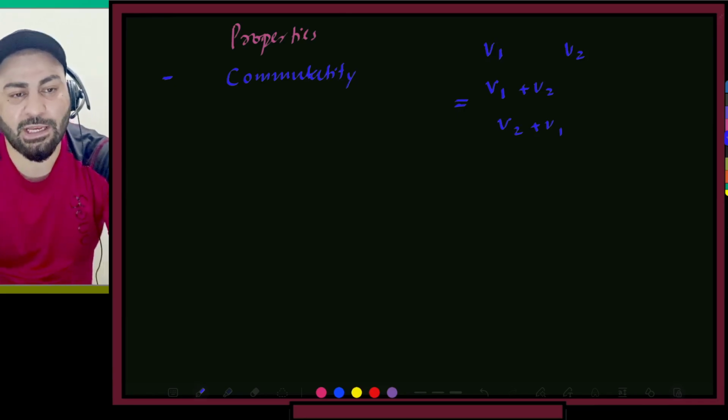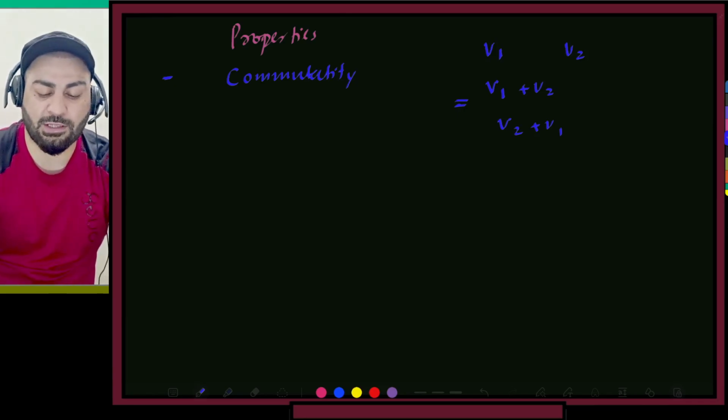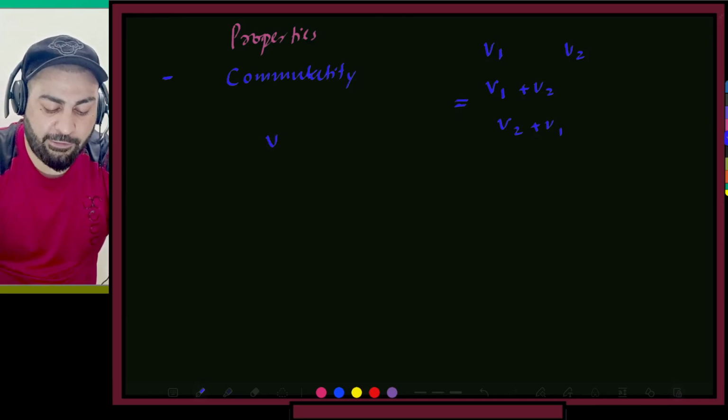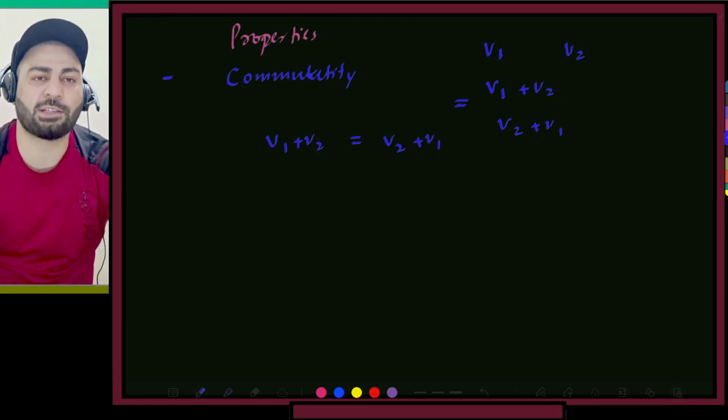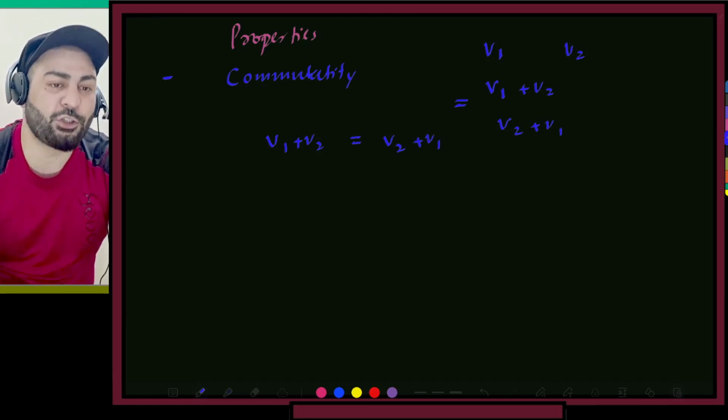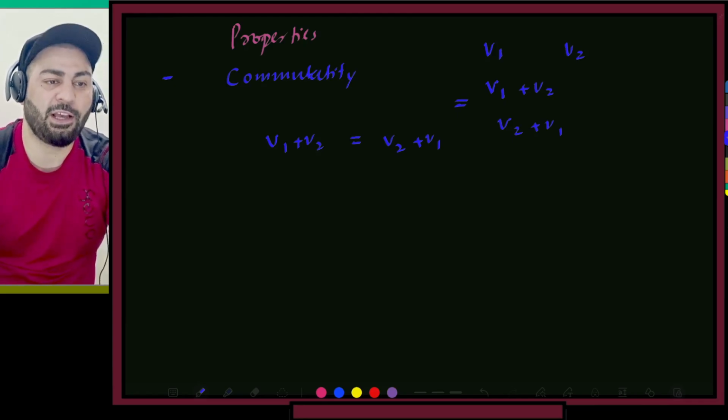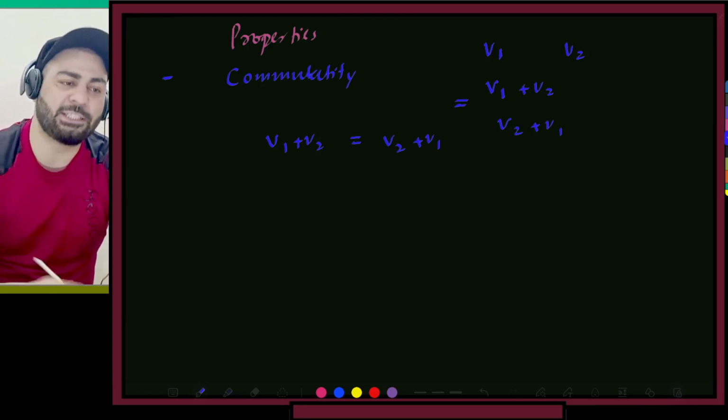Operation commutative means if I reverse the order, let's suppose if I do v1 plus v2, it comes out equal to v2 plus v1, so this is called commutative. So you saw addition of vectors is commutative. Why? You can also prove these properties because addition itself is commutative.